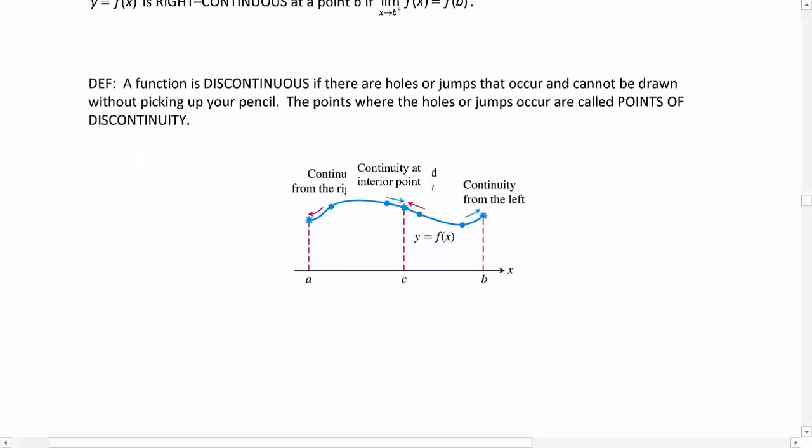A function is discontinuous if there are holes or jumps that occur and it cannot be drawn without picking up your pencil. The points where the holes or jumps occur are called points of discontinuity.